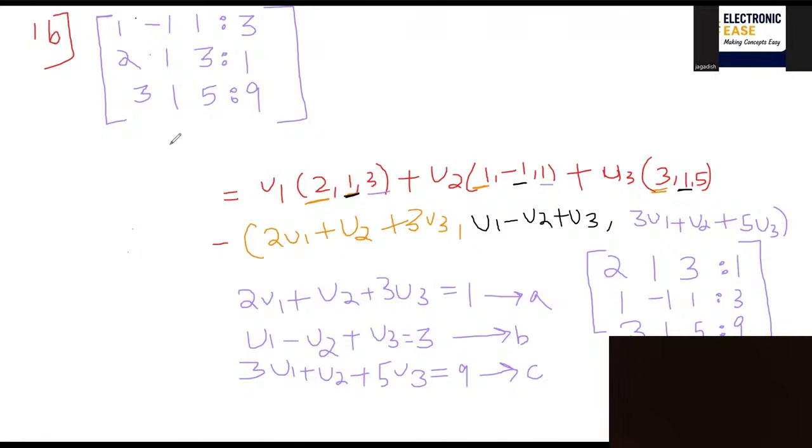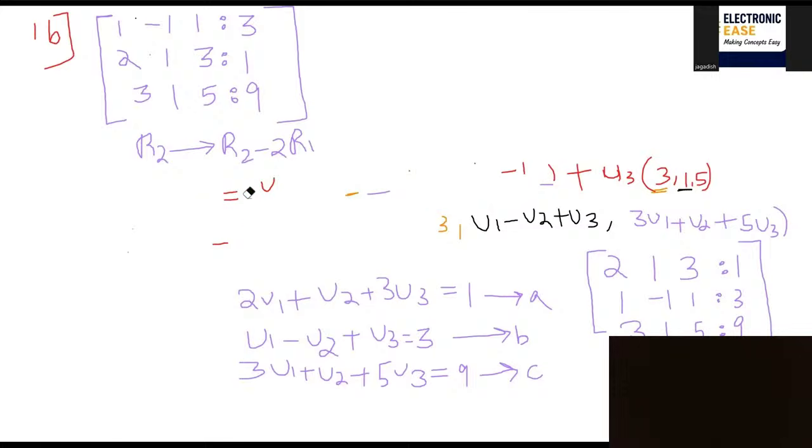So now what will I be doing? I will be applying what operation? R2 is changing to R2 minus 2R1. Understood, children? R2 is changing to R2 minus 2R1. Next what will I be applying?